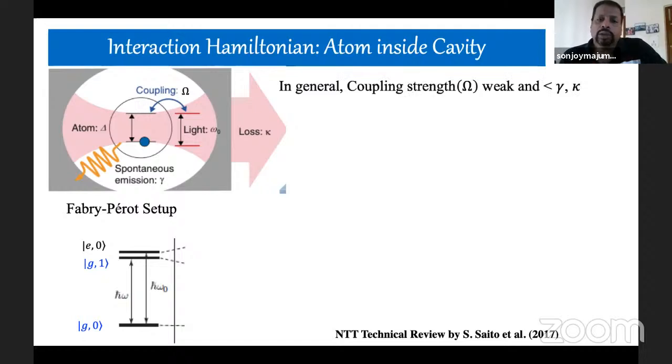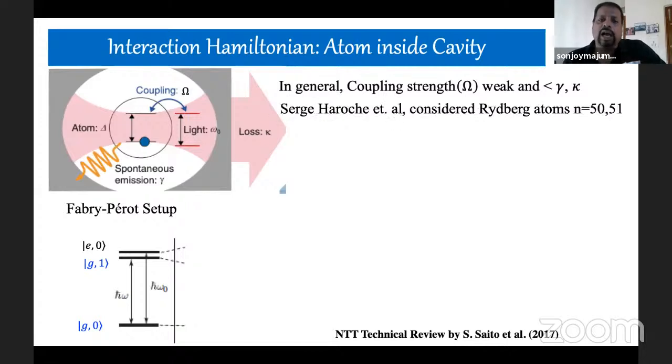Okay, so as I said, in general, if you have a normal atom, you have a very weak coupling, weaker than the rate of spontaneous emission or the loss rate of the electromagnetic field. In that case, the French guru Serge Haroche, who got a Nobel Prize a few years back, developed a new technique, and that's not new.